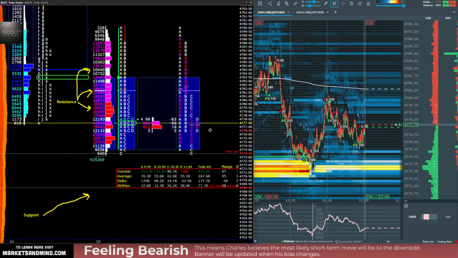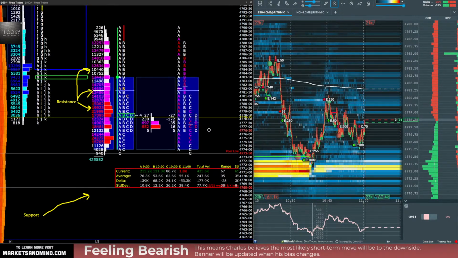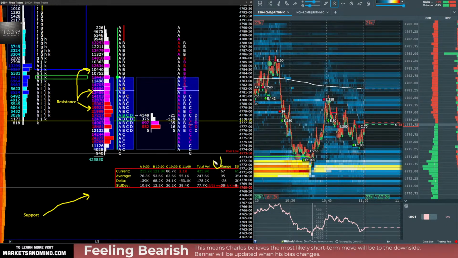Okay, so as we print the D period, we remain inside the initial balance. Still got that poor low, acting like a magnet.